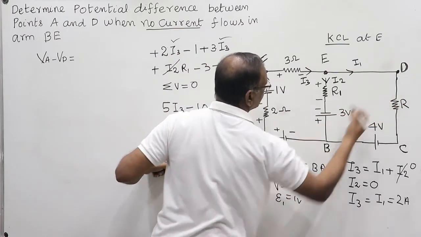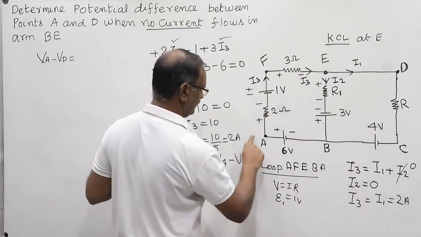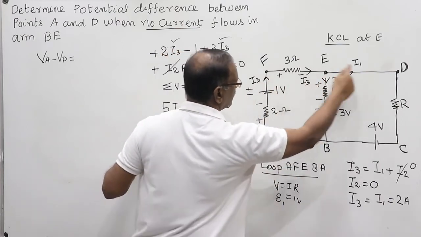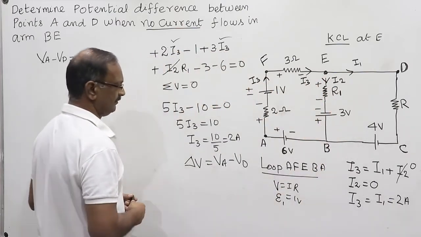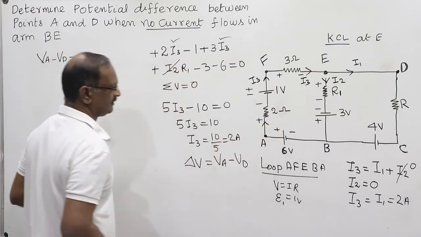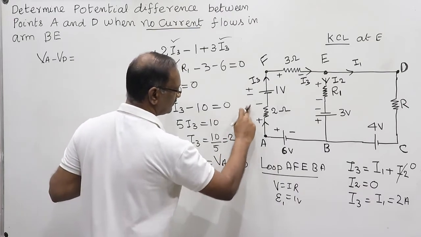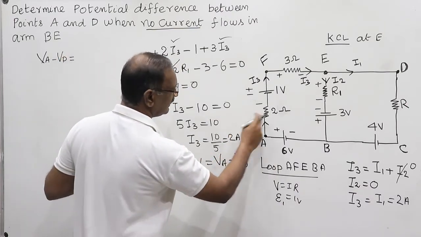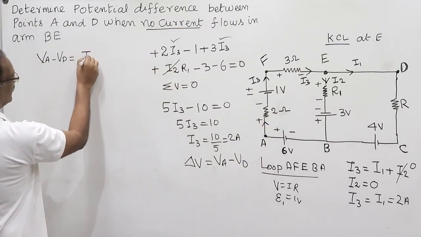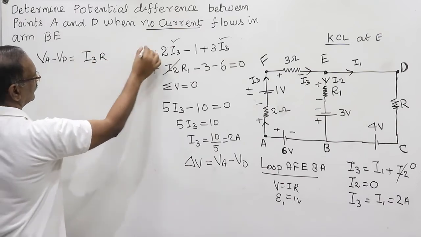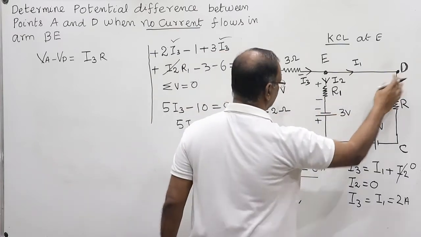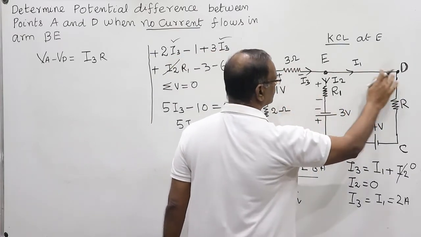Just for understanding, I remove this one. Whatever the potential drop here, the EMF here, is equal to the potential drop across A and D. So we are going from here to here, and the current is flowing this way. It means the potential drop at this point is equal to I3 into R, a positive voltage. The potential between this point and this point is equal to the potential drop across this path.